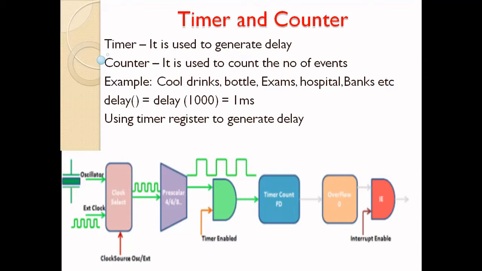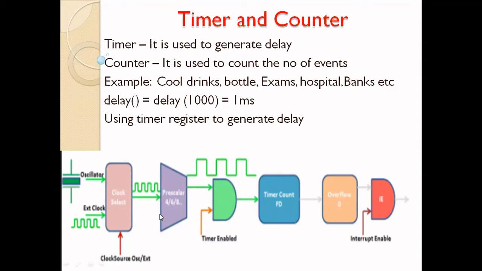So first, you have to select whether to use the operating frequency or the external clock. For this we have the select button. If it is 0, it will take the operating frequency. If it is 1, it will take the external clock. Next, it is given to the prescaler.